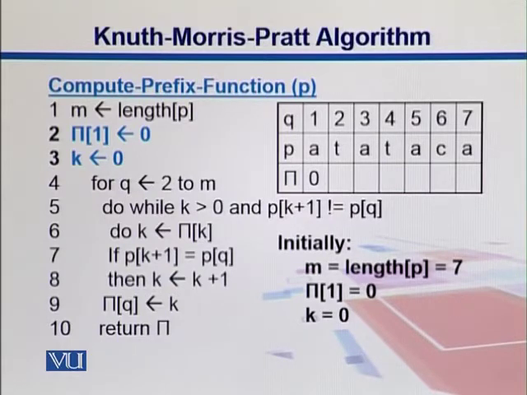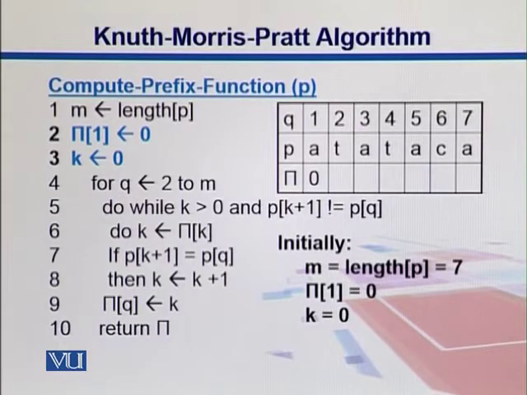We have q at the top, from 1 through 7, and then the pattern, which is A T A T A C A. This algorithm works on the pattern itself in order to find occurrences of some character before it. For example, we have A at position 1 and another A at position 3. So we can keep track of it and reuse that to avoid extra comparisons when we do this matching.